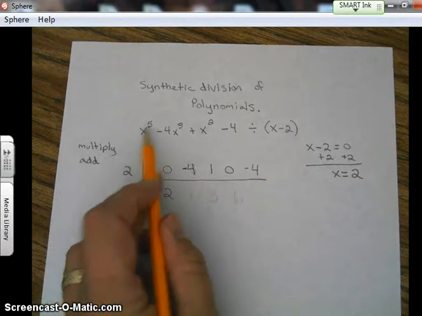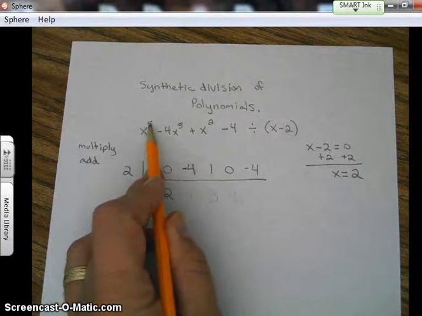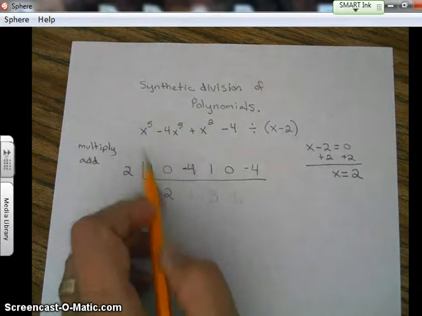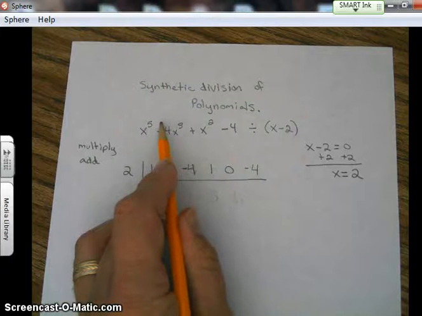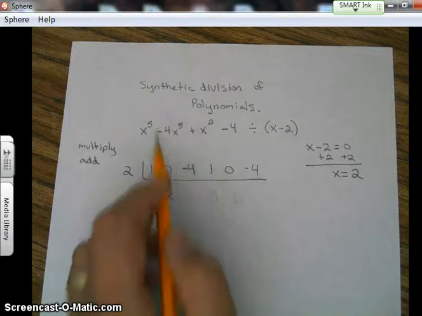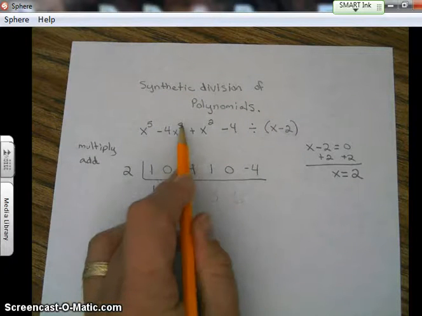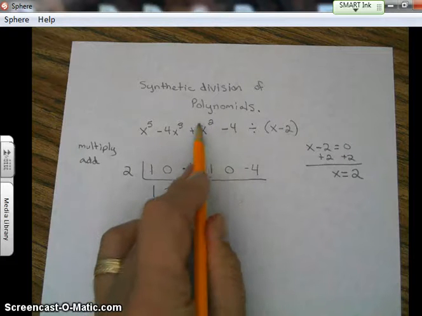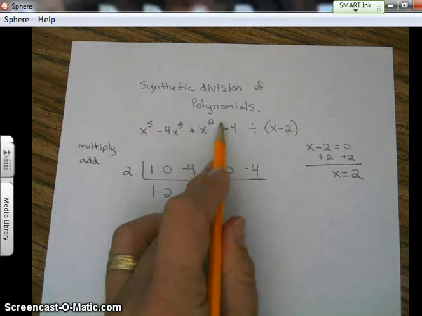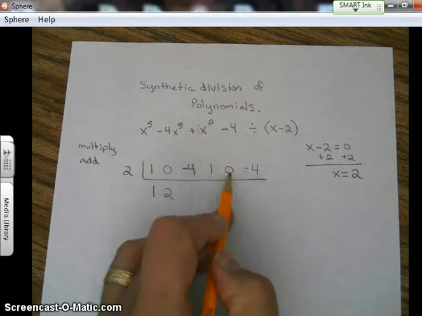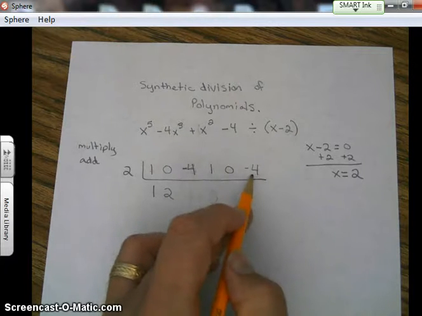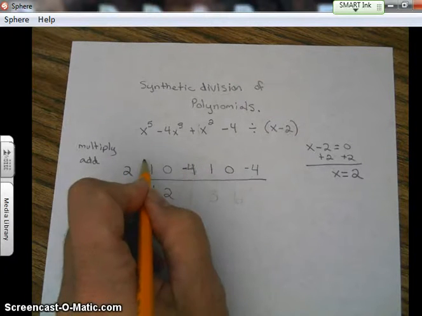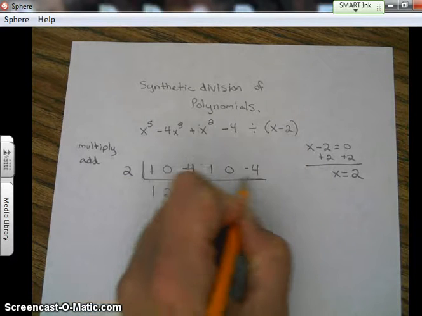So for the first term, which is the 5th degree, the coefficient is 1. The 4th degree is missing, so we put in a 0. Third is -4. Second is 1. The first degree is missing, so we put in a 0, and then the constant goes on the end. Then I draw this symbol.